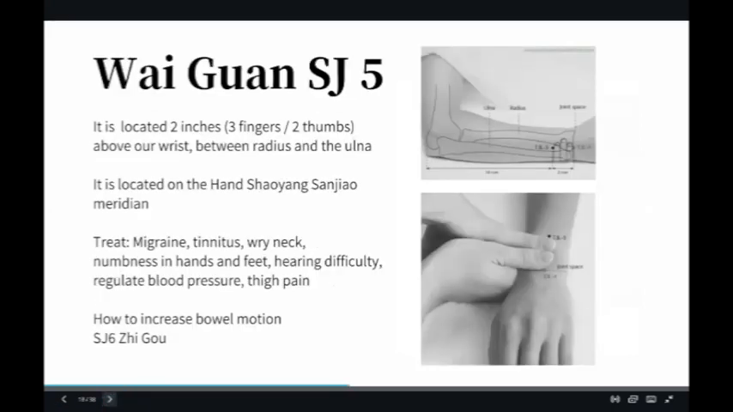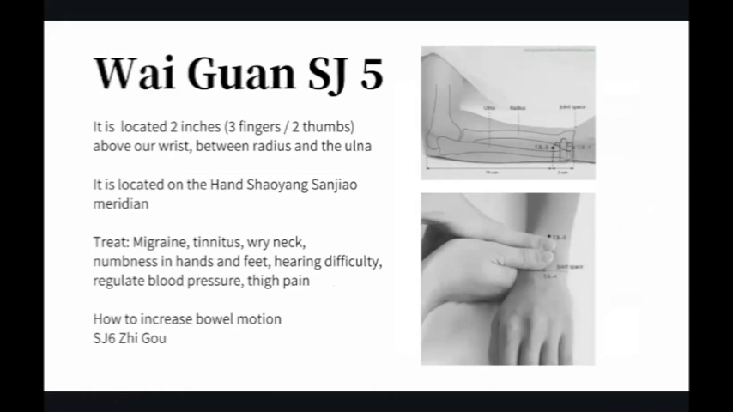Waiguan is Sanjiao 5. It's a meridian point on our forearm. So if you show your wrist, it's three fingers above your wrist crease, between the radius and the ulna.